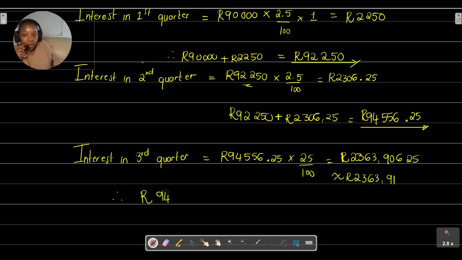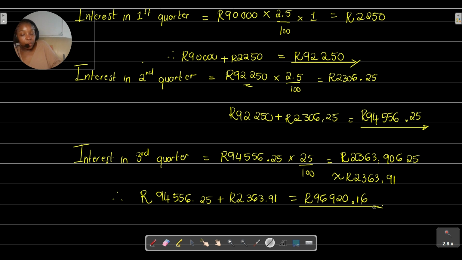So meaning that in the third quarter, the total that he'll basically owe will therefore be that 94,556.25 plus 2,363.91. If you punch that into a calculator, you will get that he will then owe 96,920.16 in the third quarter.